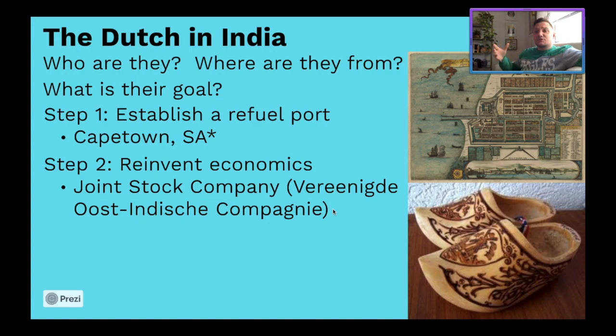They did all of this in the pursuit of the creation of international capitalism, which is not something that was intentionally created. It's just going to kind of grow out of the things that the Dutch actually created. So they are going to reinvent economics, and they are going to make more money than you could ever possibly fathom. And they do this by creating a joint stock company, the very first of its kind.